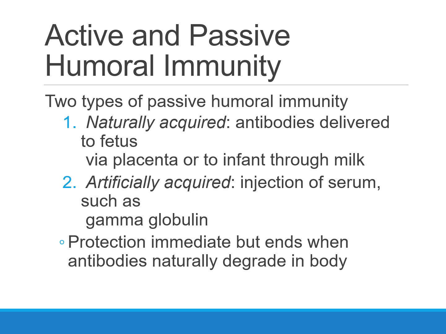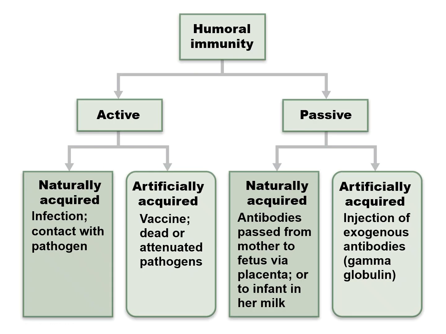But hopefully your own immune system is picked up by that. So there's the two sides. All right. Active, naturally acquired means that you came in contact with it and you got sick. Artificially acquired means that you got a vaccine of either dead or attenuated pathogens, so you don't experience the illness, but you're protected from it.